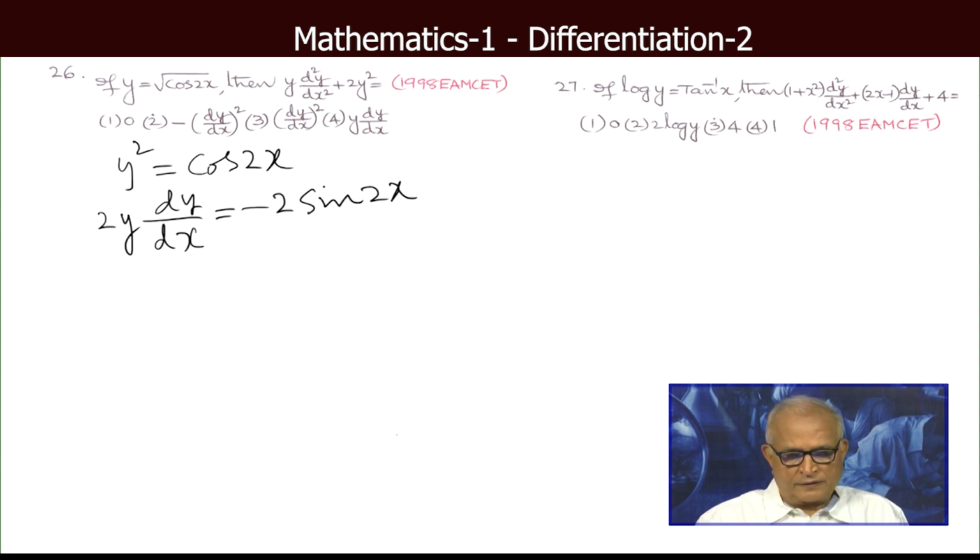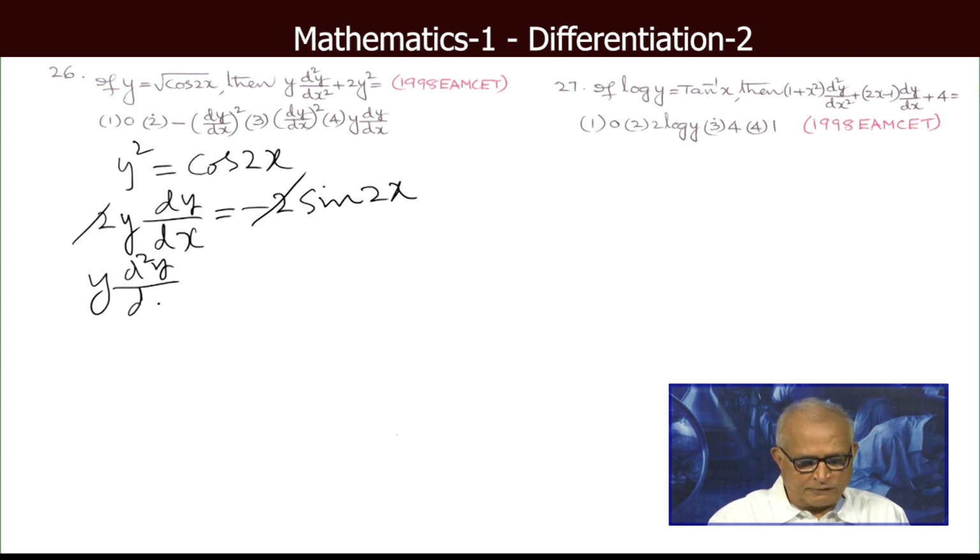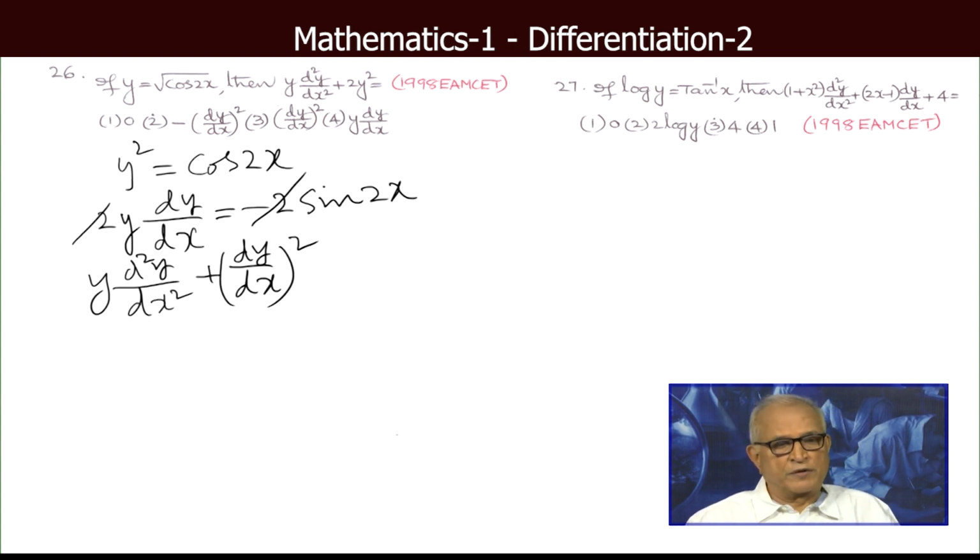Follow? Is it okay? 2 can be cancelled both sides, and then once again differentiate both sides with respect to x. Y times d2y dx2 plus dy dx whole square. On the left hand side we used the product rule, product of two functions: y is one function, dy dx is another function. Therefore we used the product rule: y into derivative of dy dx, which is the second derivative of y with respect to x, d2y dx2, plus dy dx into derivative of y, that is dy dx.